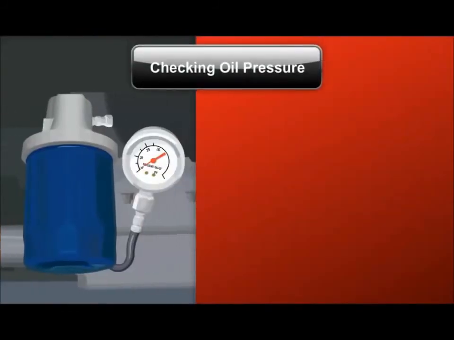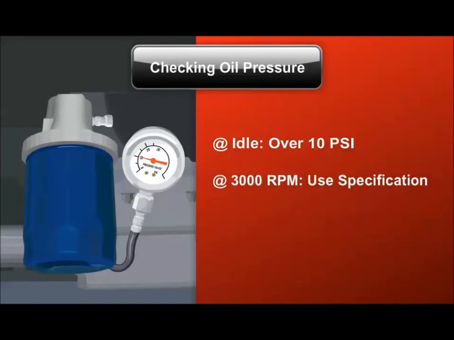To confirm oil pressure faults, check actual pressure using a mechanical oil pressure gauge. Oil pressure should be at least 10 psi at idle and match the service manual specifications at 3,000 RPM.